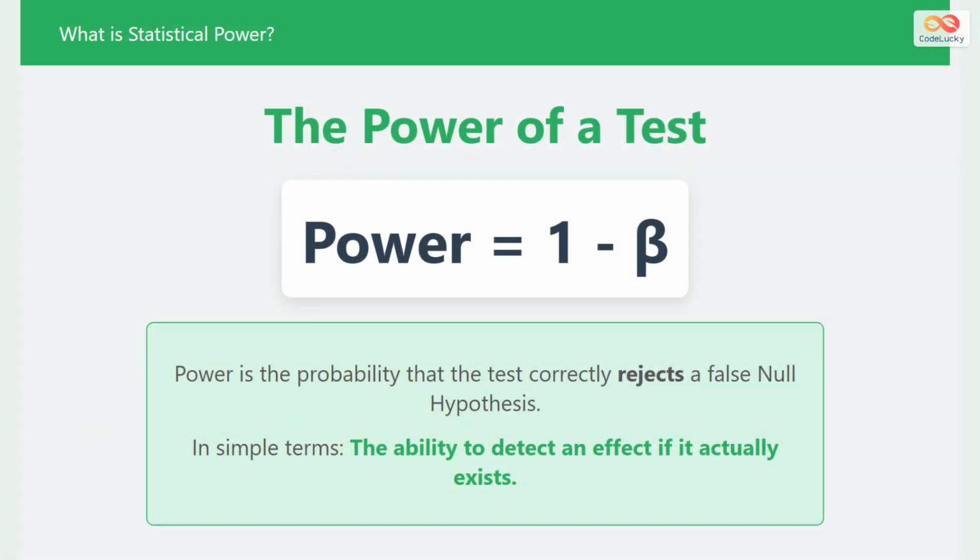So, what is power? Power is simply 1 minus beta. It is the complement of that error. Power represents the probability that you will correctly reject the null hypothesis when it is indeed false. In plain English, it is your test's ability to detect an effect if that effect actually exists.